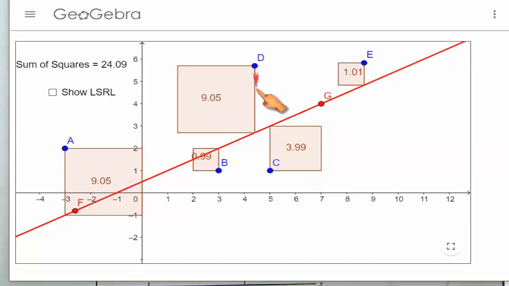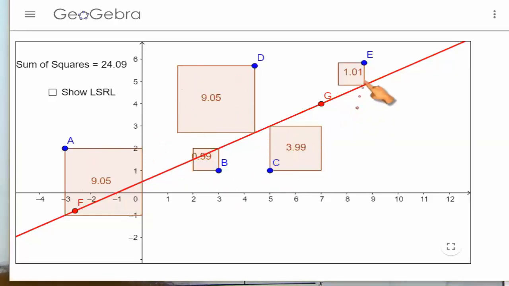Point D, this length right here is the residual for that. And that length looks like it's about 3. If you take that residual length and square it, you're going to get about 9. And when you find the least squares regression line, what you're doing is finding the line that will give you the smallest sum of squares. So there's 5 points and 5 squares.